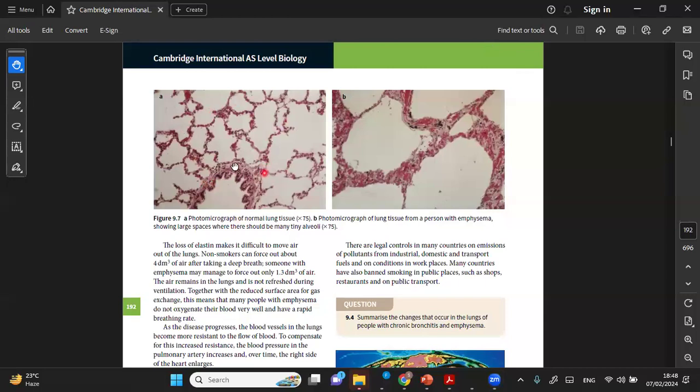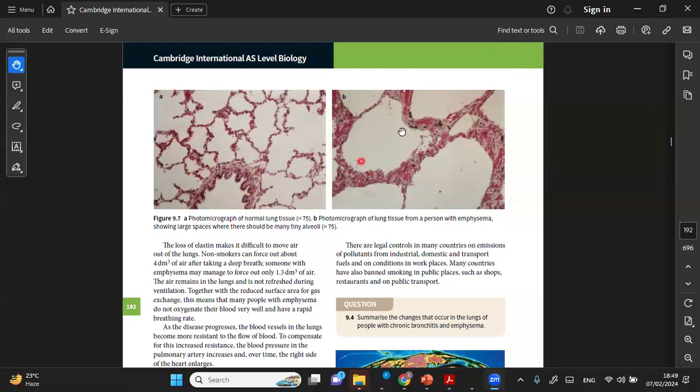All right. This picture you see over here, this is what a normal lung looks like. So this over here is the bronchiole, and all of these small areas that you can see are alveoli. Take a look at the number of alveoli that we have. Now, this is a patient with emphysema.